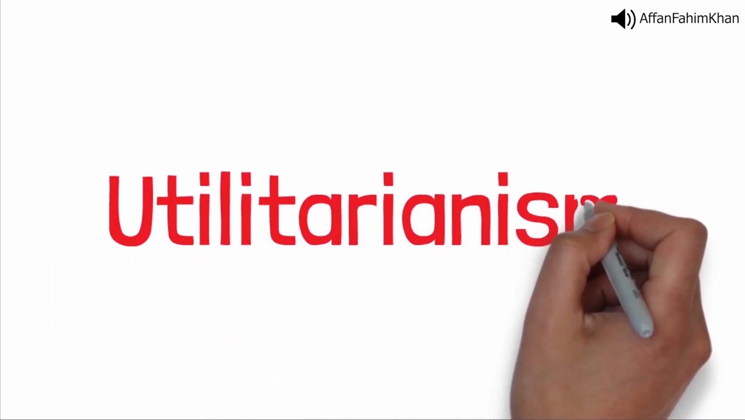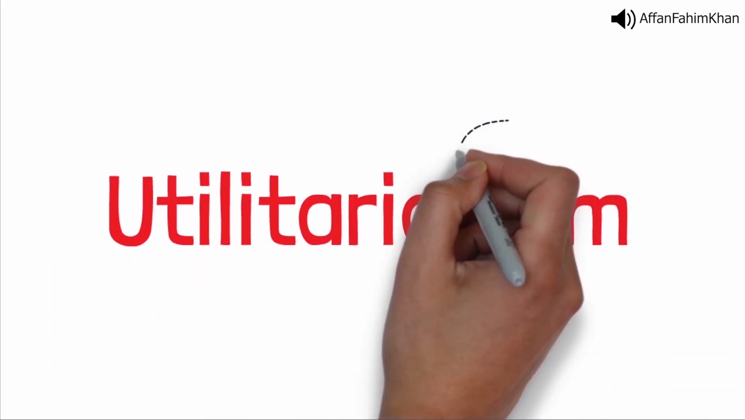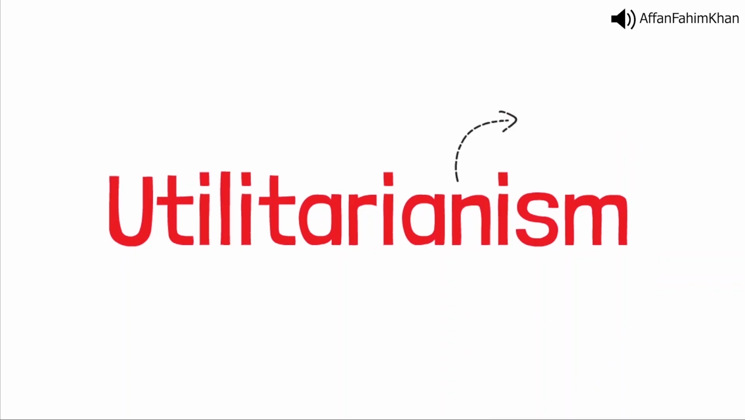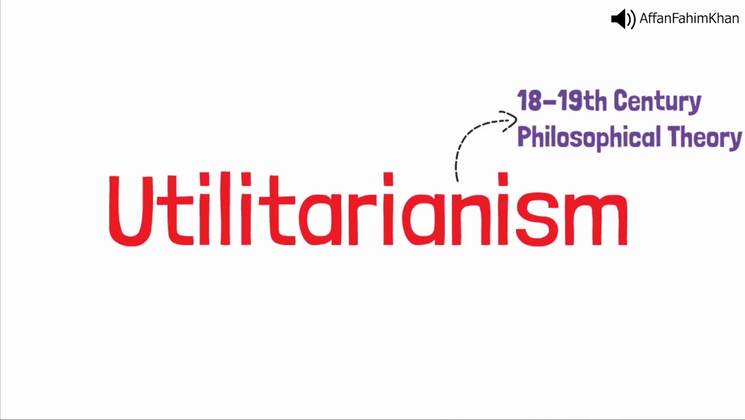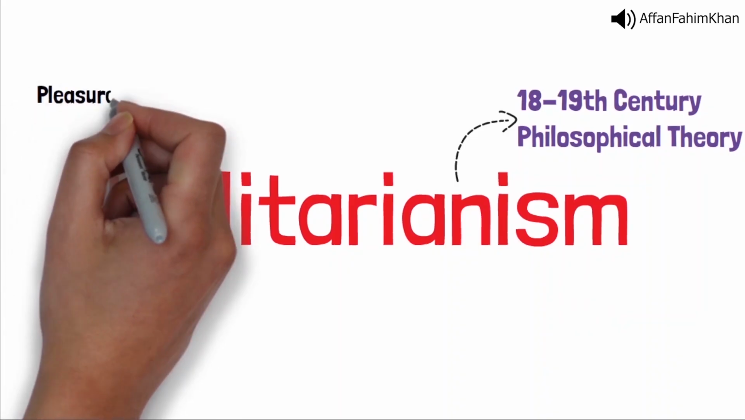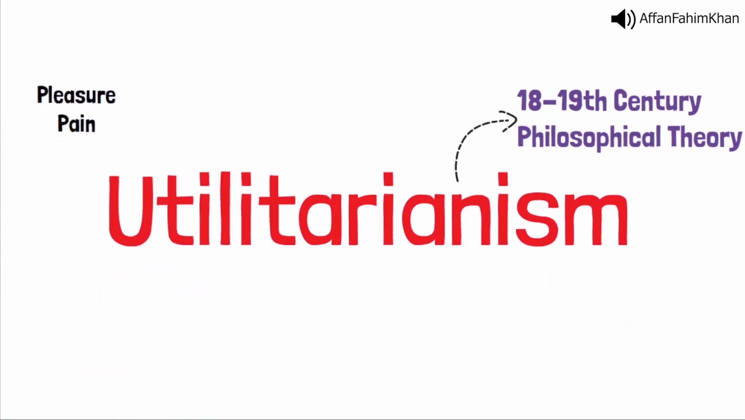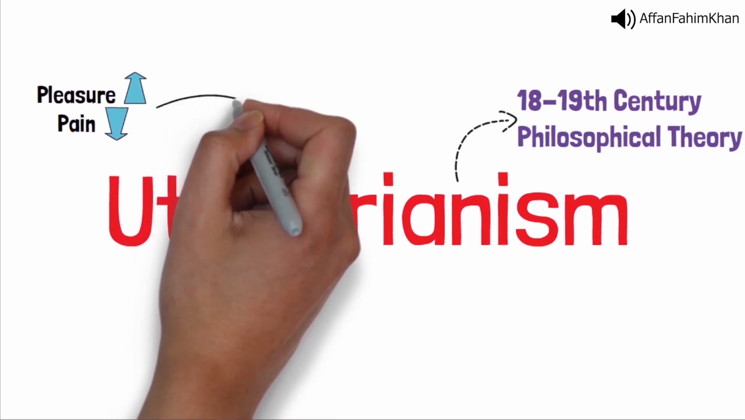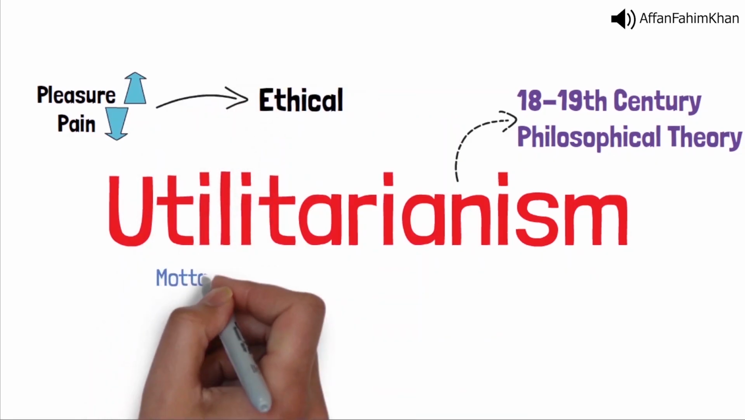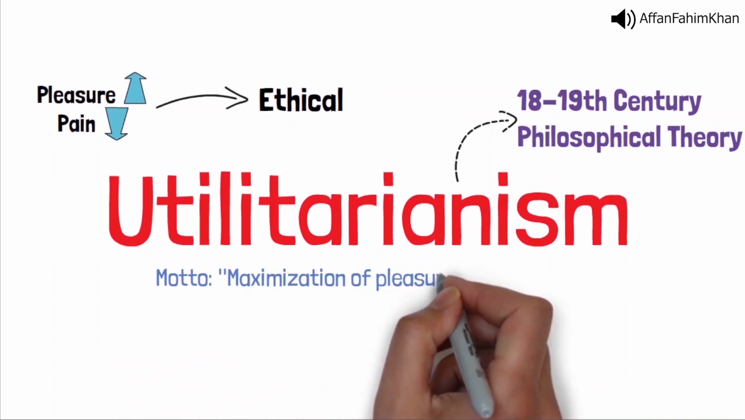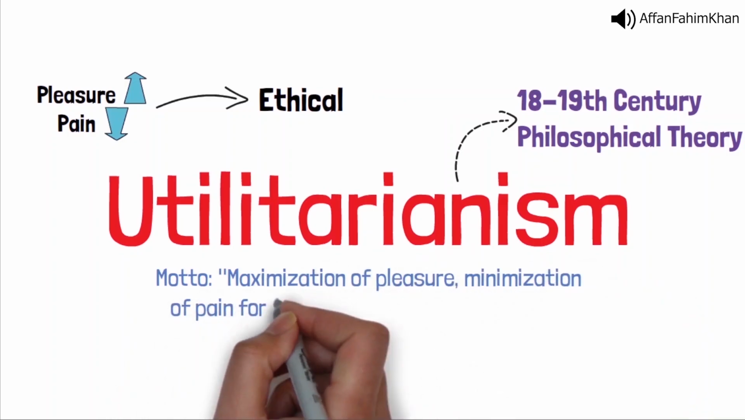Utilitarianism was a theory developed back in the Enlightenment period in the 18th to 19th century, where people started to use logic and reason to find morality and ethics. It argues that anything that provides the highest number of pleasure and the least amount of pain is ethical and moral. It mottos the maximization of pleasure, the minimization of pain for the maximum amount of people.